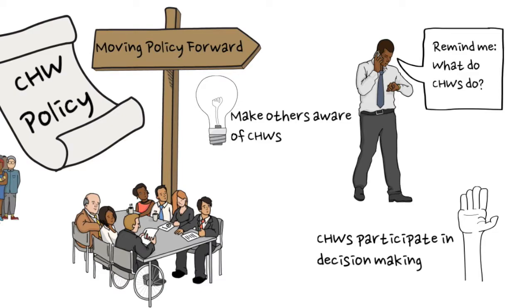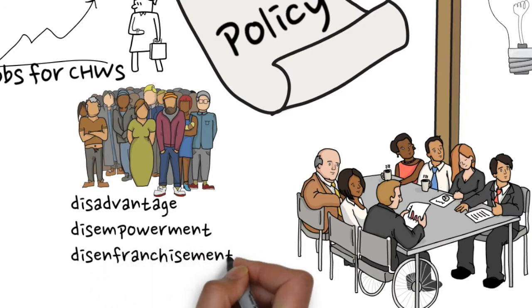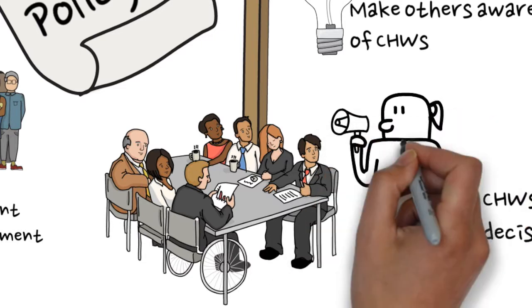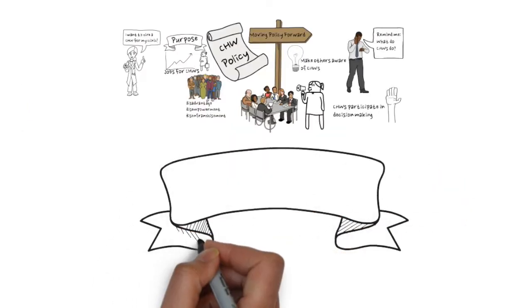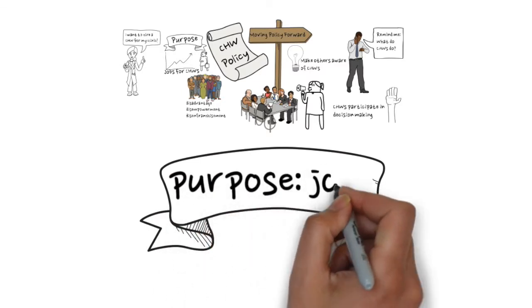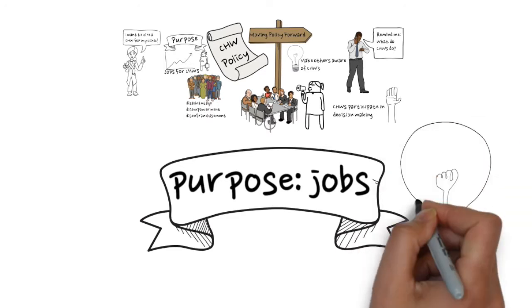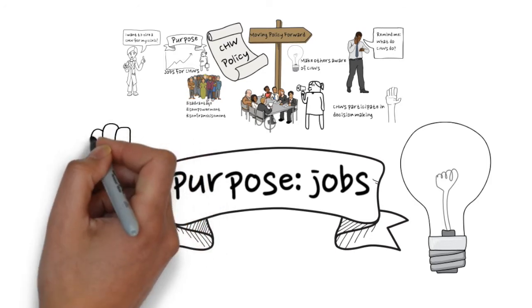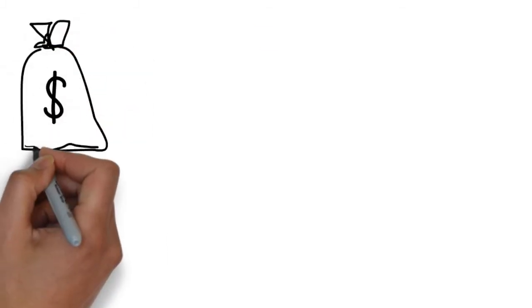The history of most communities that CHWs come from is a history of disadvantage, disempowerment, and disenfranchisement. Leadership and self-determination by CHWs in decisions about CHWs is in a way modeling a process of transforming the communities that CHWs work with. To recap, the purpose of CHW policy is to expand employment of CHWs. When we create these policies, we want to ensure that we are making stakeholders aware of what the CHW workforce is all about. And we want to include CHWs in all important decisions being made. So what will our CHW policy be about?